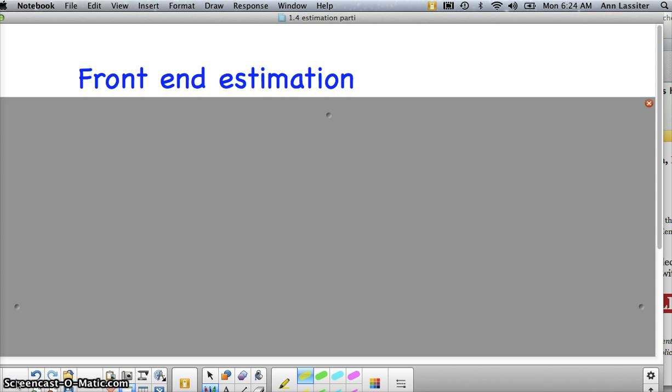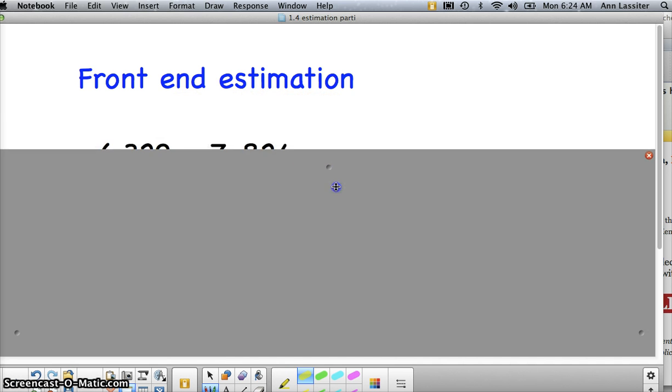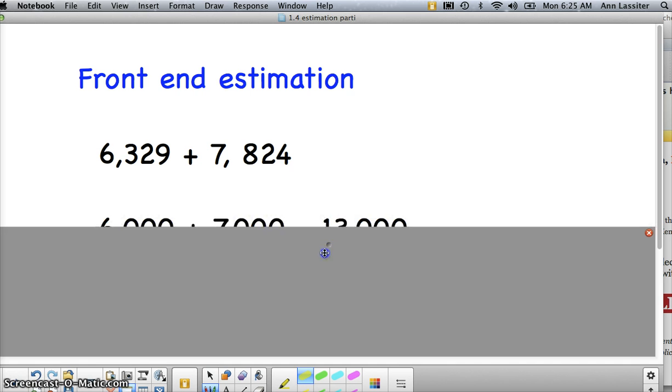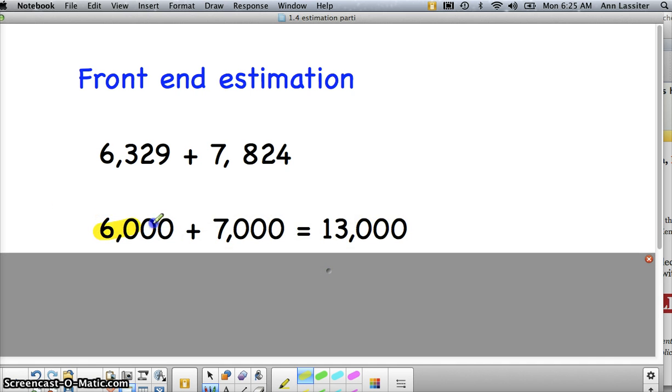The first one is a very simple one called front-end estimation, and this is a rough estimate, and with the same problem we just did before, we look for rounding to the nearest thousands. We take the number 6,329 and we take the front end of it, and we have 6,000. We then look at 7,824 and we take the front end of that, and we have 7,000. You add 6,000 plus 7,000 for a total of 13,000.